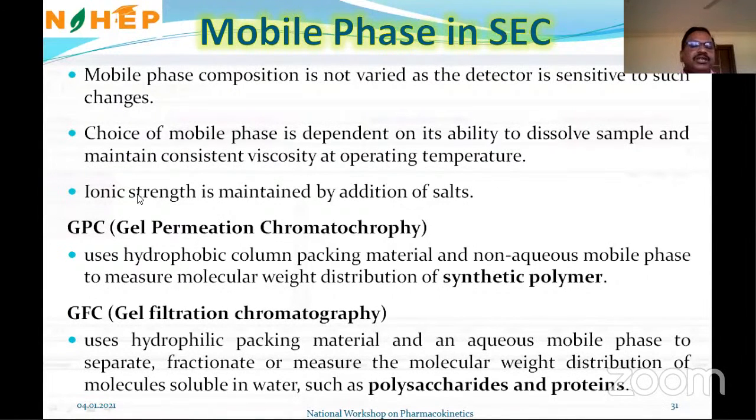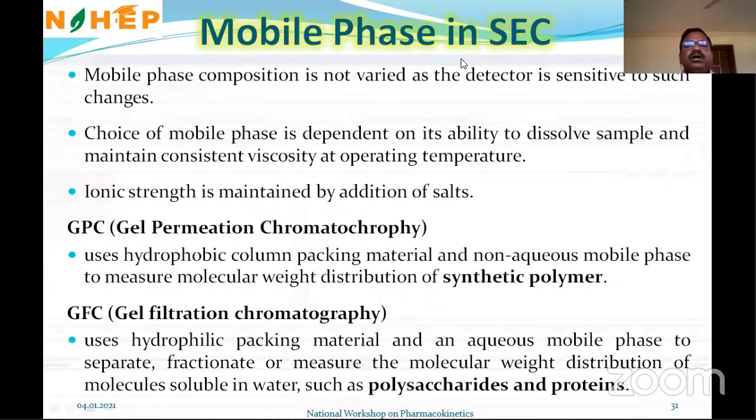So the choice of mobile phase is dependent on its ability to dissolve the sample and maintain consistent viscosity at operating temperatures. Here, ionic strength is maintained by addition of salts, and this should be uniform throughout the run. If any change in the salts occurs, that will cause a change in the detection level, and that will influence the eluent's detection.